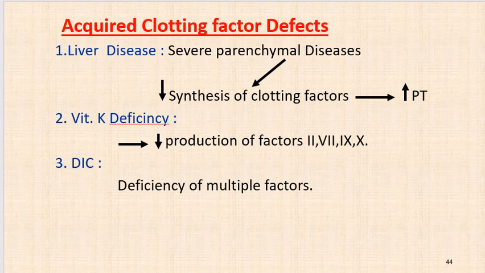A third condition is DIC, that is disseminated intravascular coagulation, in which there is tendency towards formation of small thrombi in vessels throughout the body. And in this condition, there is deficiency of multiple clotting factors, because a large amount of clotting factors is used up in the formation of thrombi throughout the body. So deficiency of multiple factors occurs with abnormal bleeding tendency.